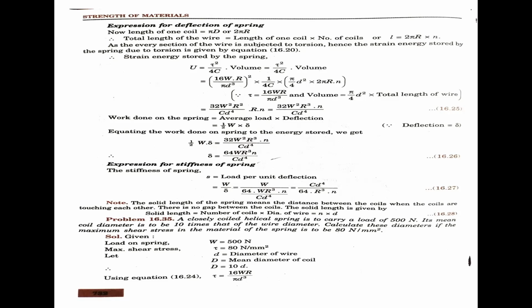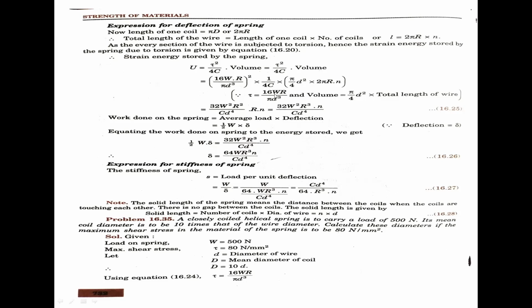Finally, you know the tau value: 16 W R by pi d cube, to the whole square, into 1 by 4C, into pi by 4 d square into 2 pi R into N. Now, volume you have to calculate as area into length. You know the length L equals 2 pi R into N, and for the area of the circular coil, you take the diameter area formula pi by 4 d square into length. That is the volume.